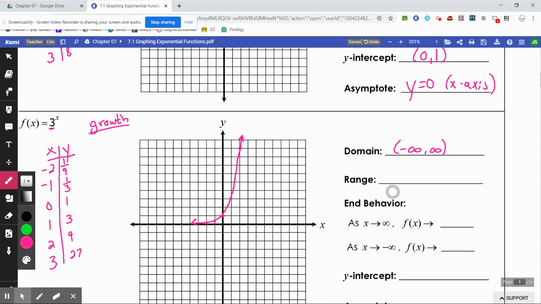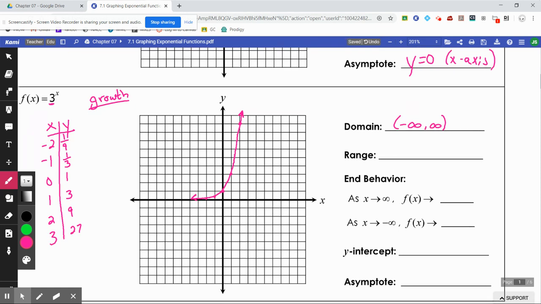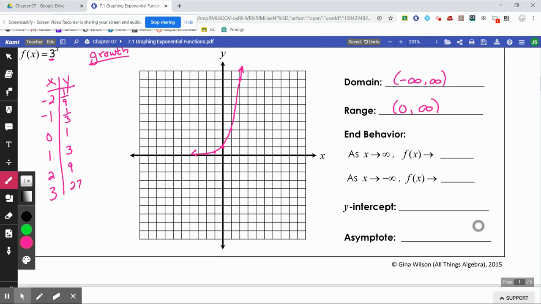There's no domain restrictions. The range, however, you do have that same asymptote line at 0, so your range values will go from 0 up. In behavior, as you travel to the right, your graph goes up. As you travel to the left, your graph again levels out to this asymptote line, which is at 0.